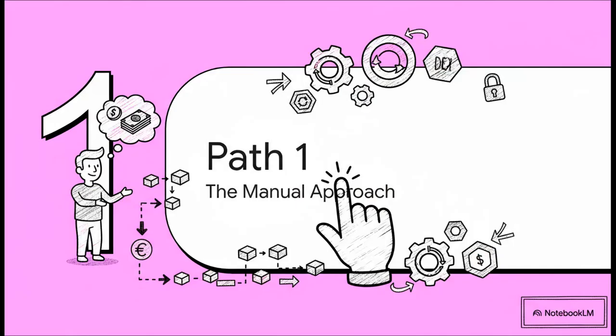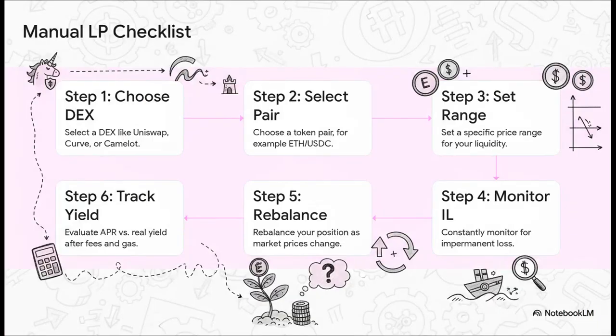All right, first up, let's talk about the classic way, the OG method, the manual approach. This is where you are in the driver's seat 100%, managing your capital directly on a decentralized exchange, a DEX. And wow, this checklist really tells the story, doesn't it? This is absolutely not a set it and forget it kind of deal. You've got to pick your platform, find the right token pair, and then, and this is so important, you have to set a very specific price range for your liquidity. And from that moment on, you're on the hook.